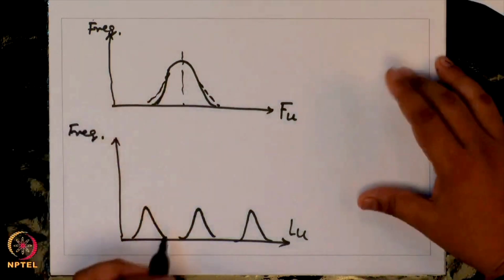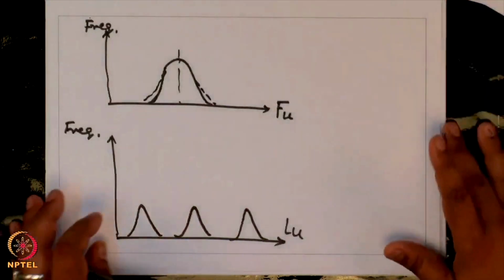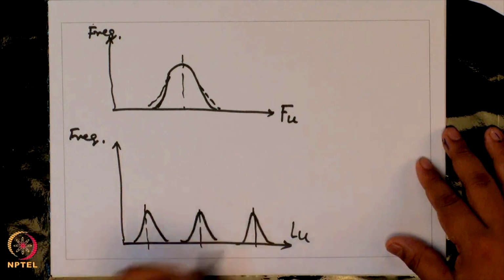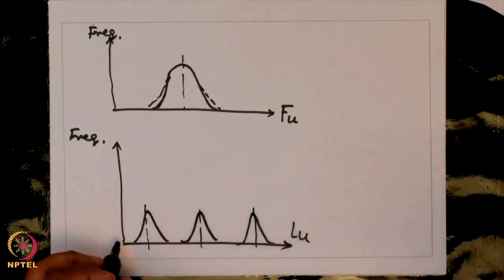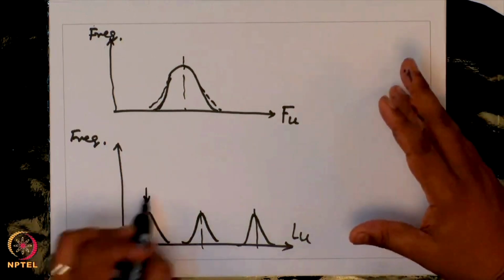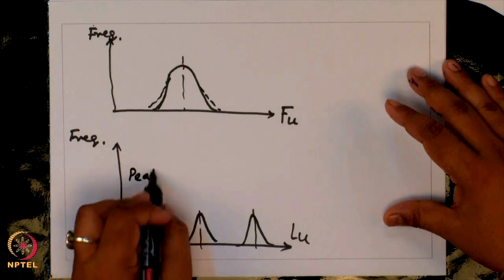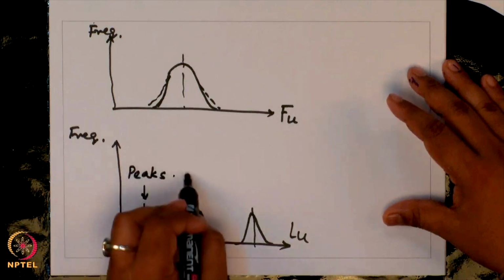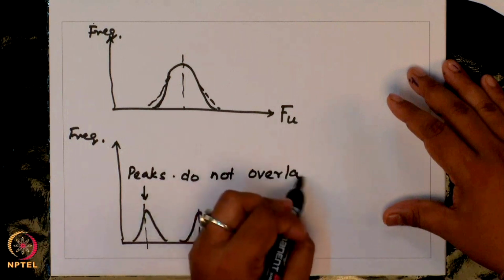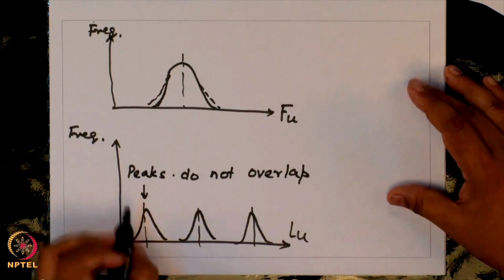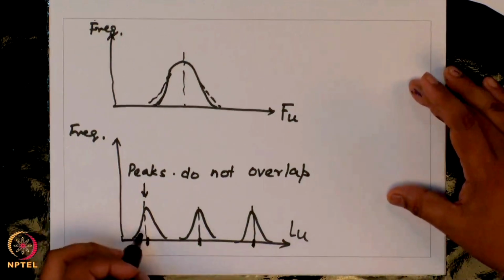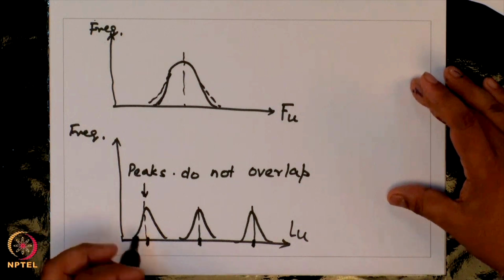But if these domains are of distinct lengths, you will have 3 histograms which do not overlap with each other, or the overlap might be there, but the peaks do not overlap. So you have to take the mean values of each of the histograms, and you have to assign this.